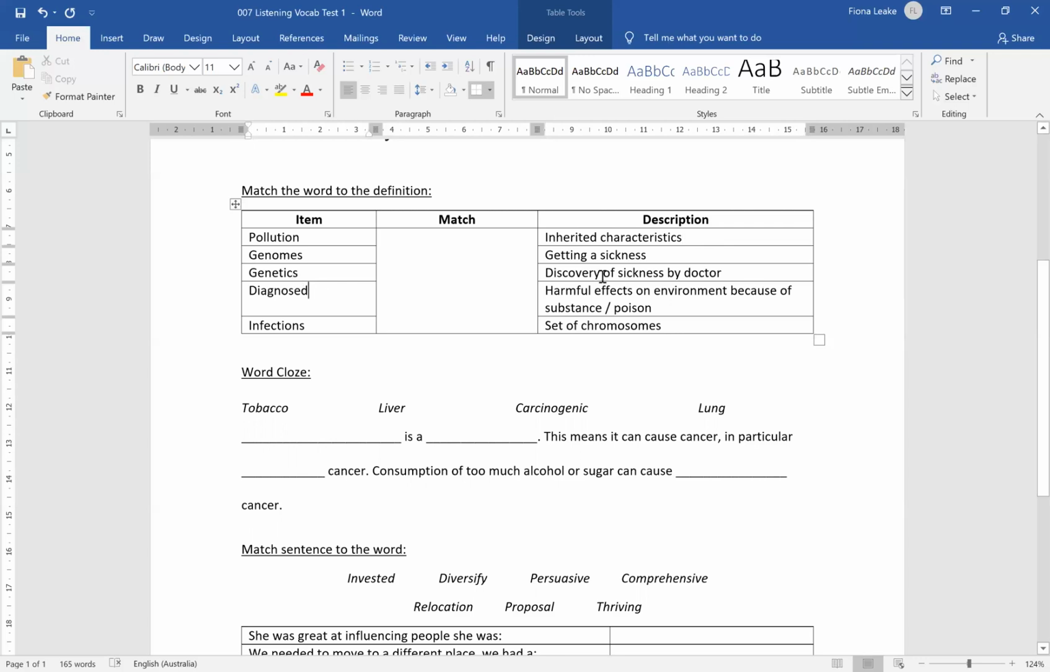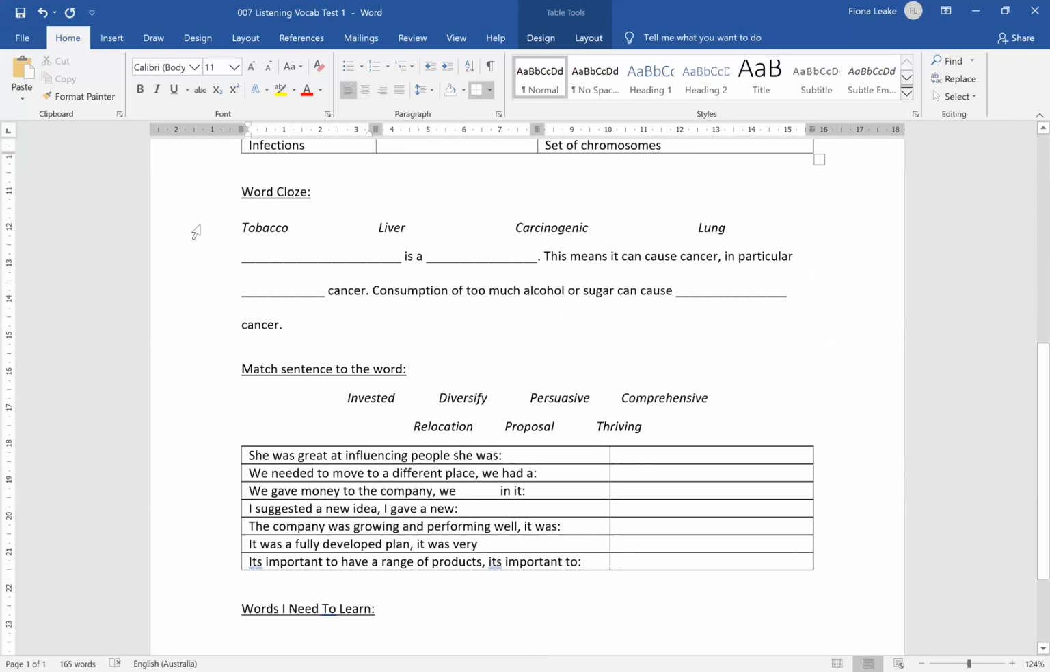Diagnosed is discovery of sickness by a doctor. So when you're diagnosed is when they tell you that you're unwell. And an infection is when you have a sickness. Something's happening to your body, making you unwell. So the total marks we can get here is 1, 2, 3, 4, 5. So you could have got 5 marks for that section.